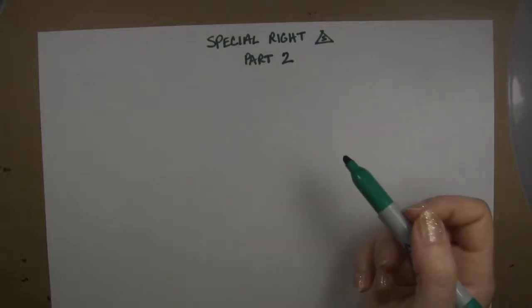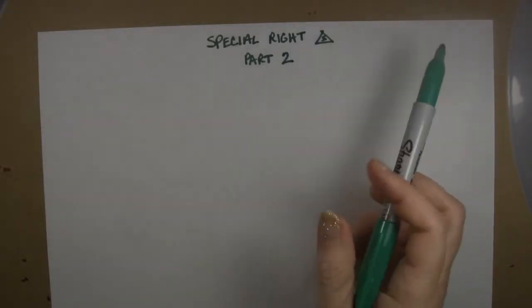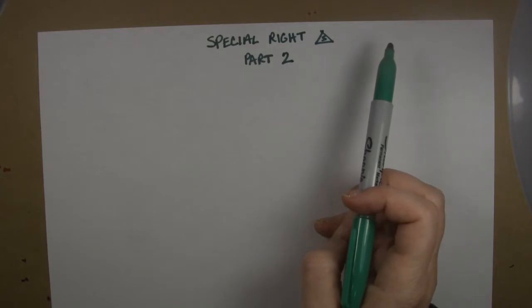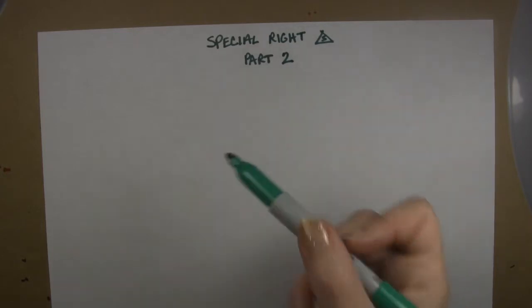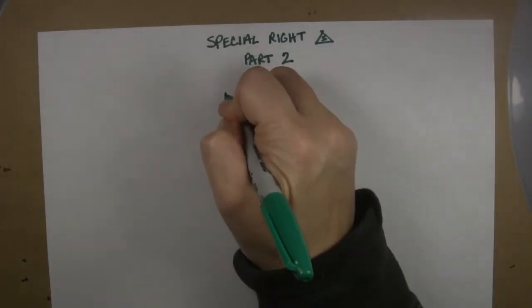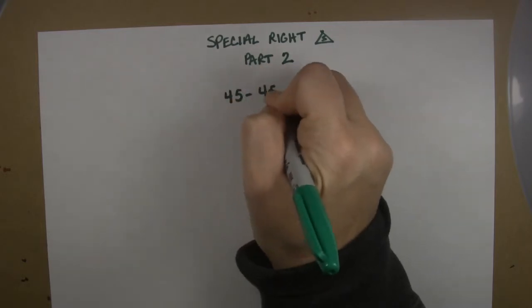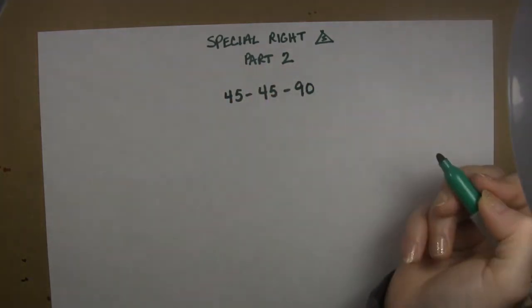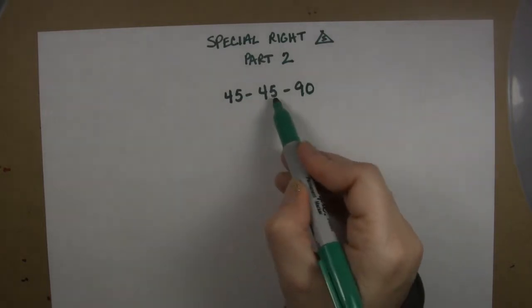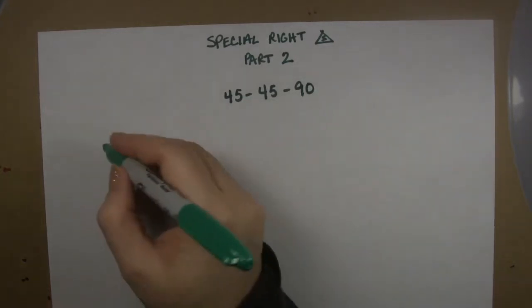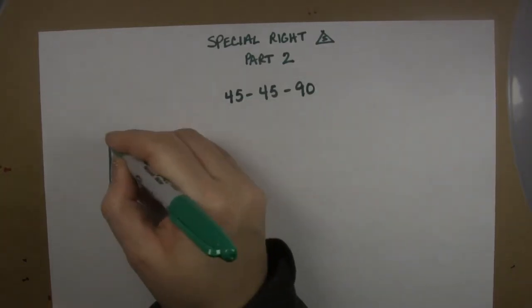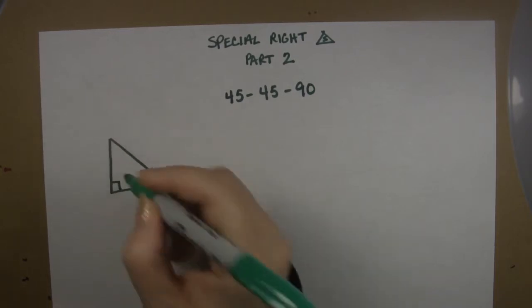Hello everyone, and welcome to your second video focusing on some of our special right triangles. This one is going to focus on the 45, 45, 90 triangle. It's named that because these are the measurements of the angles. If I were to draw one for you, it would look like this.